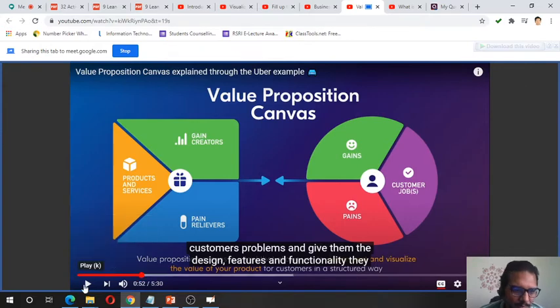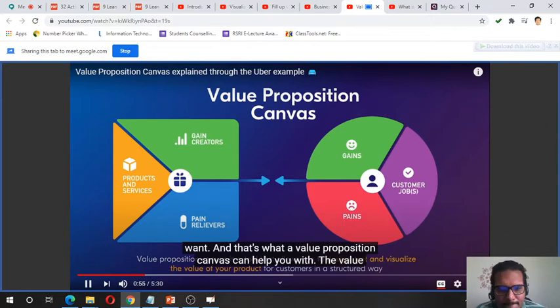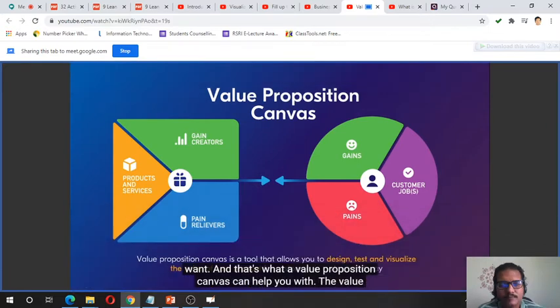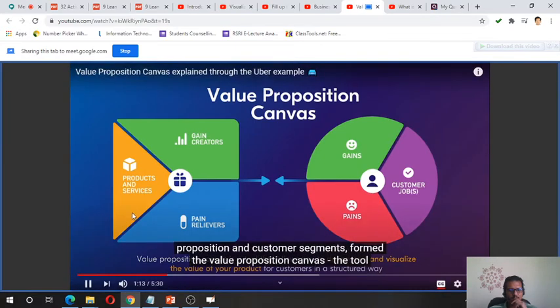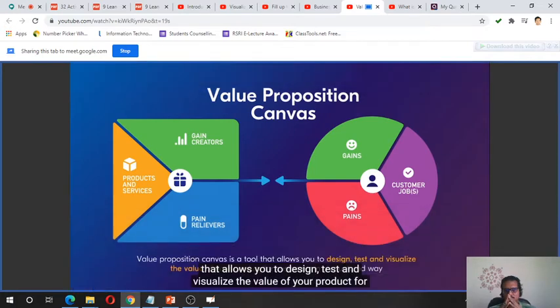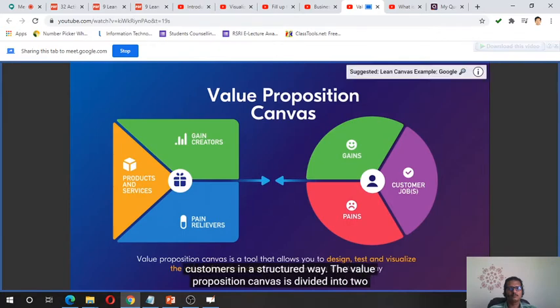Okay, fine. Features and functionality they want. And that's what a value proposition canvas can help you with. The value proposition canvas originates from the business canvas. This is a sort of a shortened business plan designed to create the value of your idea by breaking it down into 9 essential components. 2 of them, unique value proposition and customer segments, form the value proposition canvas, the tool that allows you to design, test, and visualize the value of your product for customers in a structured way.